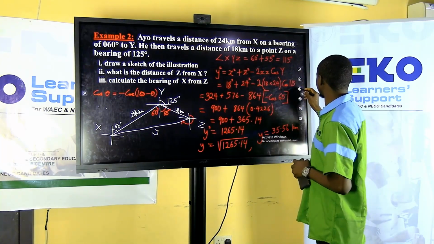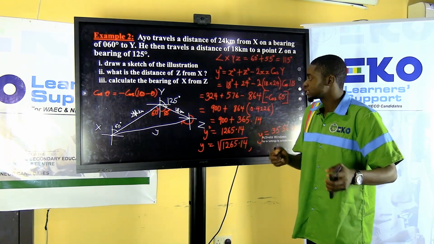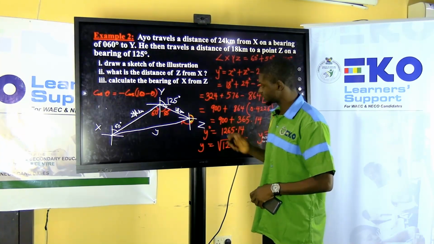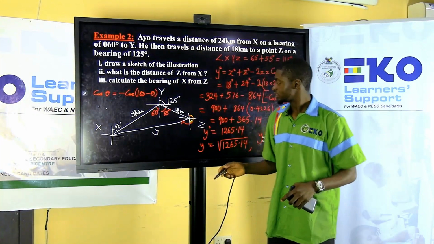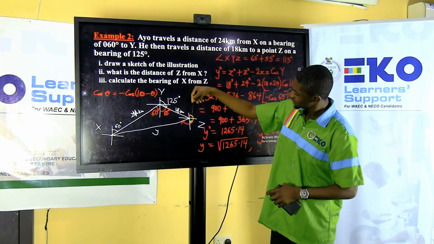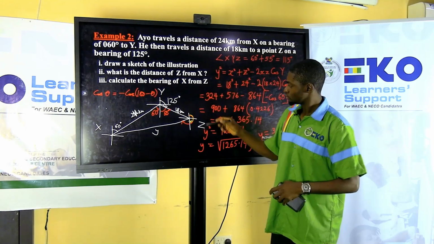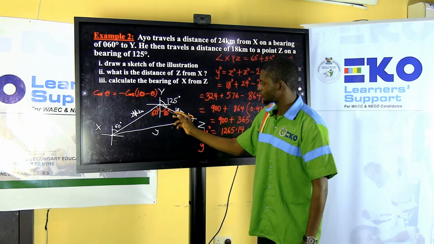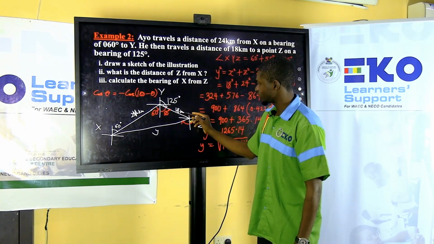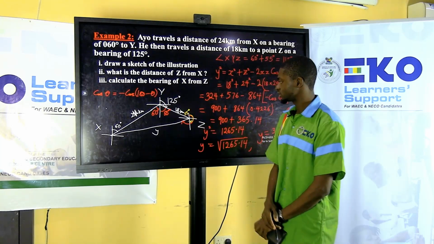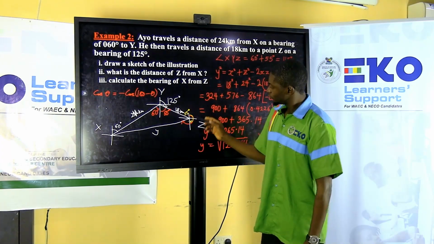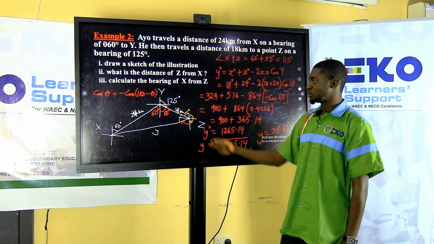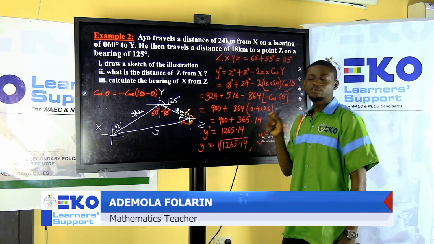To be able to do that, let's quickly look at things that are like pointers for us. We already know that from here to here is 180. So we will need this angle to add to it. Or we take it in another way. If this is 55, automatically this place is 55 degrees. 55 degrees, right? So 55 degrees plus this angle, we subtract it from 360. It will give us the bearing of X from Z.